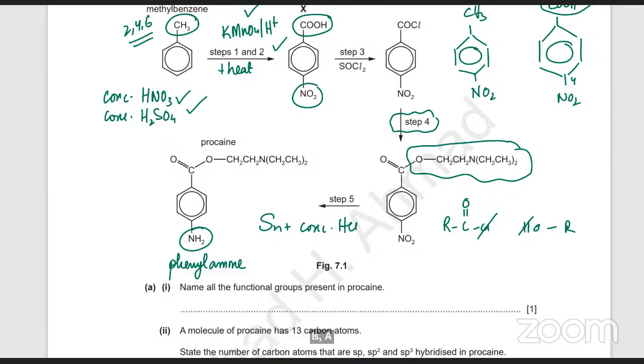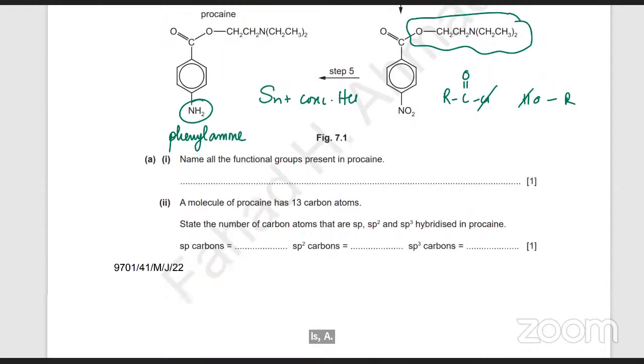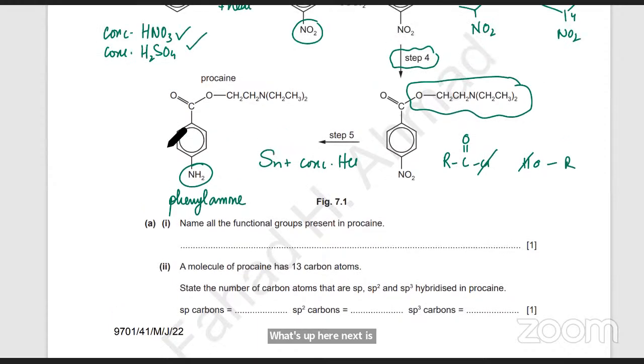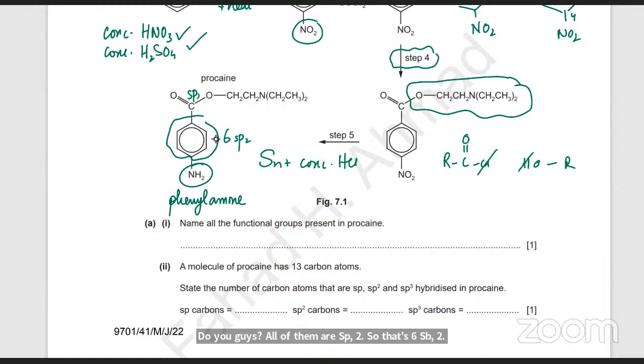Okay, then next, a molecule of procaine has 13 carbon atoms. So we'll figure out how many. What hybridization is the benzene carbon? sp2. Okay, so all of them are sp2, so that's 6 sp2. This is also sp2, that's a double bond. All the other carbons have single bonds, right? So sp3. How many sp3 are there on this side? That's 1, 2, 3, 4, 5, 6.